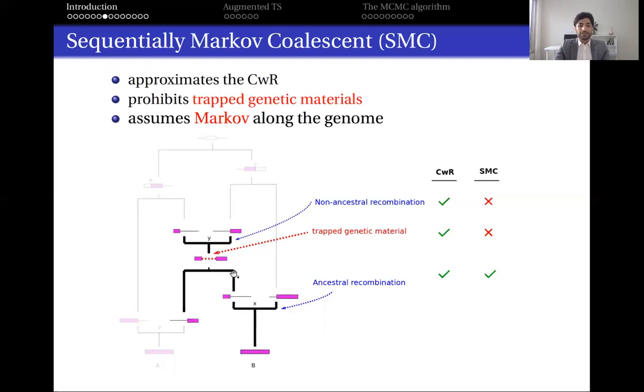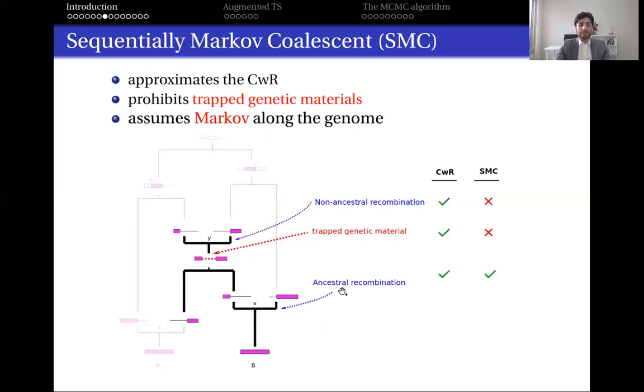So these two children, they coalesce, but they don't share any overlapping ancestral material. Therefore, the parent sequence has a gap in between the ancestral material. This gap is called trapped genetic material. And if a recombination occurs in this gap, we call it non-ancestral recombination. Otherwise, the recombination is ancestral.